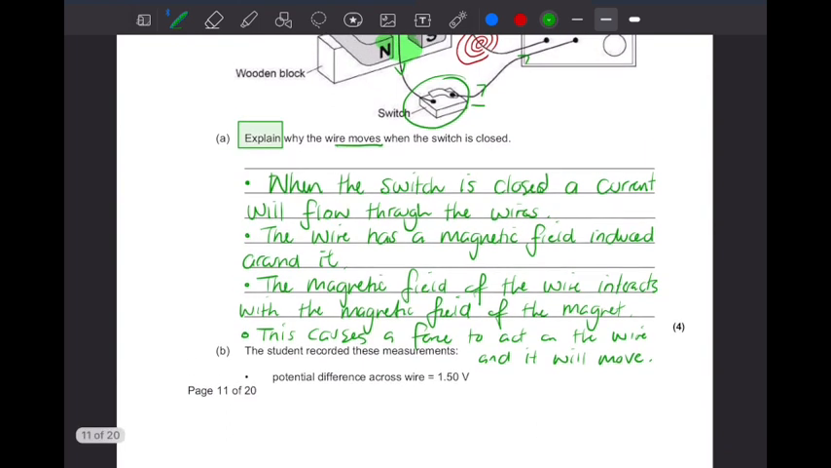Okay, that is that. And as I say, I would just practice learning those 4 bullet points. And it's always going to be something like that. You close the switch, that causes current to flow. The current causes a magnetic field to be produced around the wire. When you place the wire in a permanent magnet, those two magnetic fields interact. That causes a force on the wire. The permanent magnet can't move, so the wire moves.